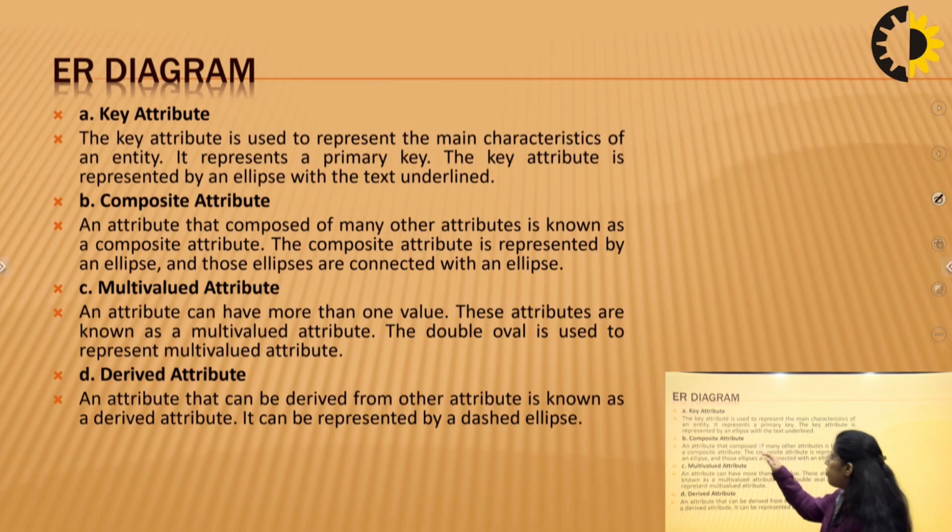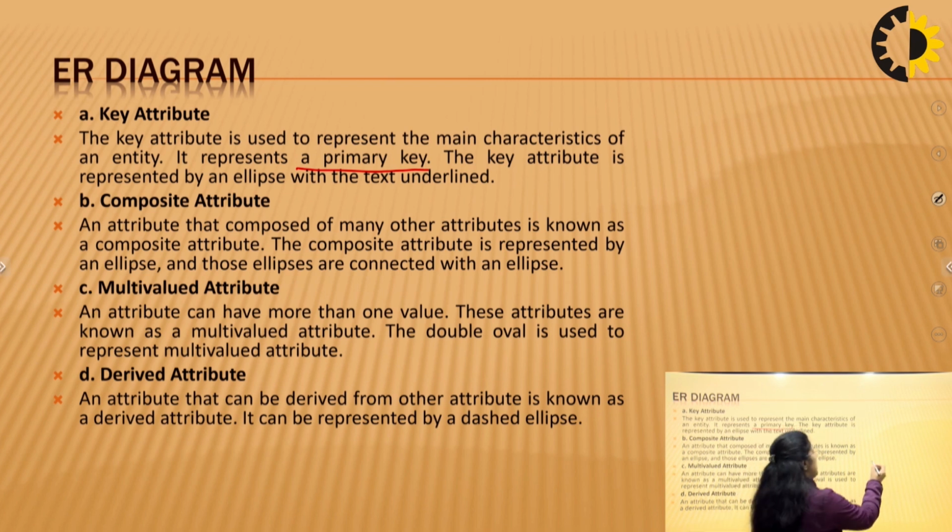So first of all, different types of attributes. First one is key attribute. The key attribute is used to represent the main characteristic of an entity. It represents a primary key. The key attribute is represented by an ellipse with the text underlined.